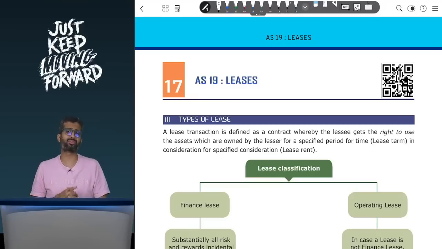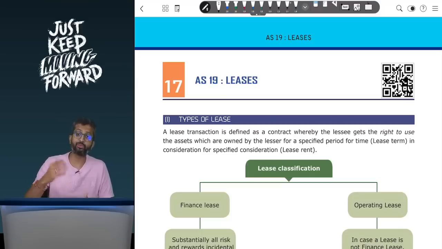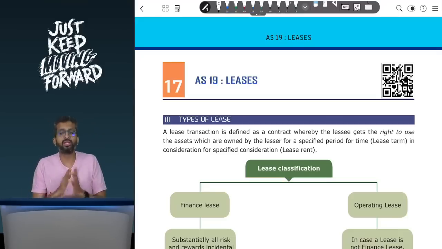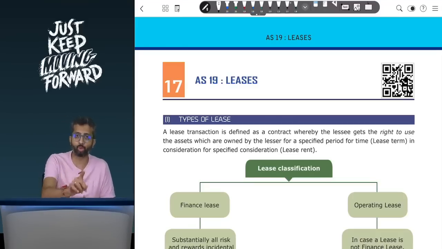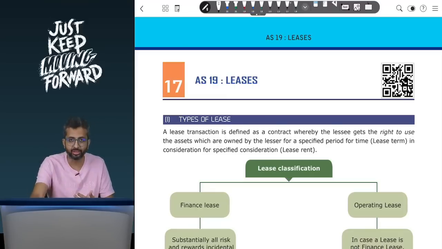Okay, so let us go to AS 19. AS 19 is on lease. What is a lease? A lease is basically a rental transaction. We'll say what is the big deal over there? If you take an asset on lease, you are paying rent. Rent should go to the P&L: rent account debit to bank, P&L account debit to rent. There is a general treatment if AS 19 was not there. However, AS 19 says that every lease has to be segregated into an operating lease or a finance lease. What is a finance lease? A finance lease is a lease where the risk and reward of the asset is substantially transferred to the lessee.